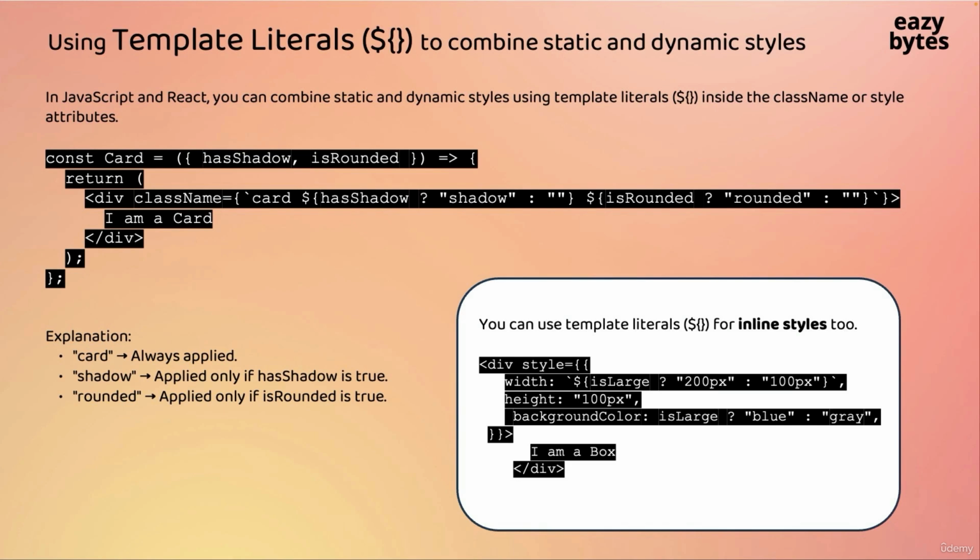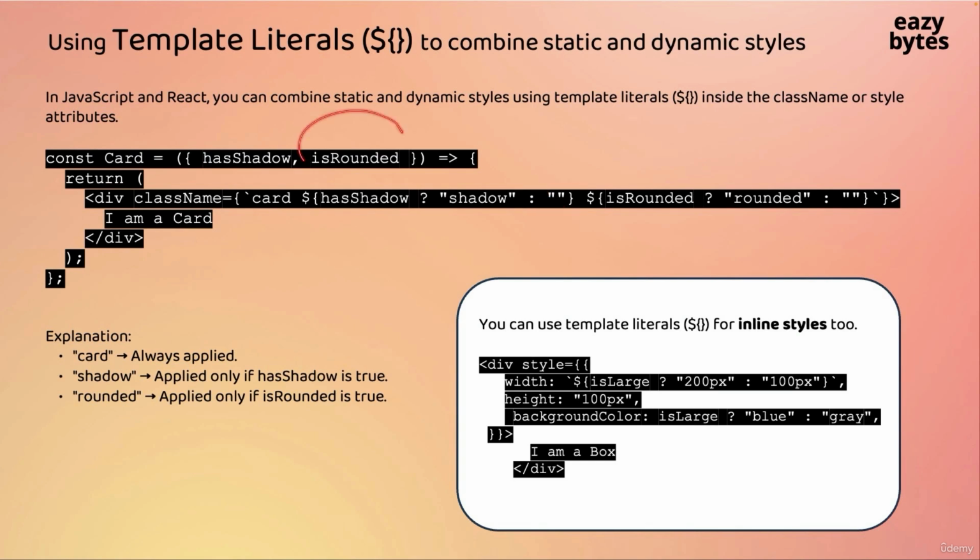With the help of these template literals, we can combine both static and dynamic styles. Here I have an example. There is a card component. Inside this card component, for this class name, I want to pass a static class name which is card, and based upon this hasShadow boolean value, I want to pass the shadow class. In the case of false, the class is going to be a dummy or empty class.